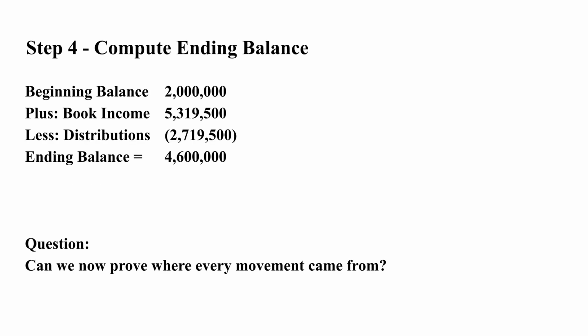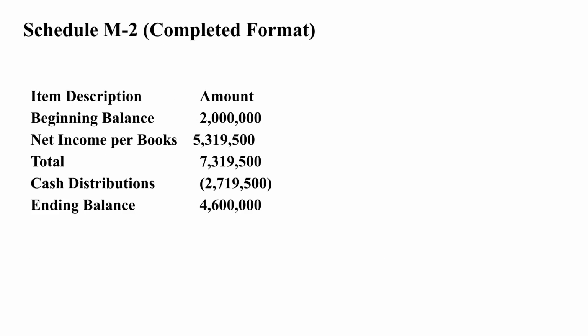Now let's compute the ending balance. Beginning balance plus income, less distributions, results in 4.6 million. Can we now explain every movement? Here's the completed Schedule M2 format. Notice how every movement now reconciles from beginning to ending balance.